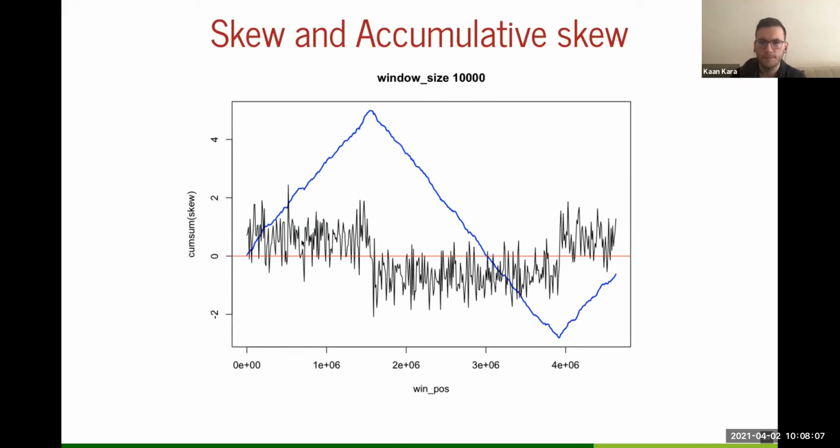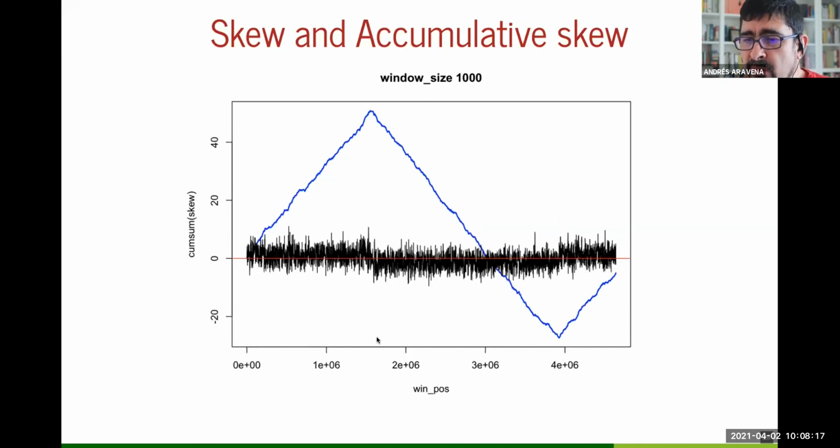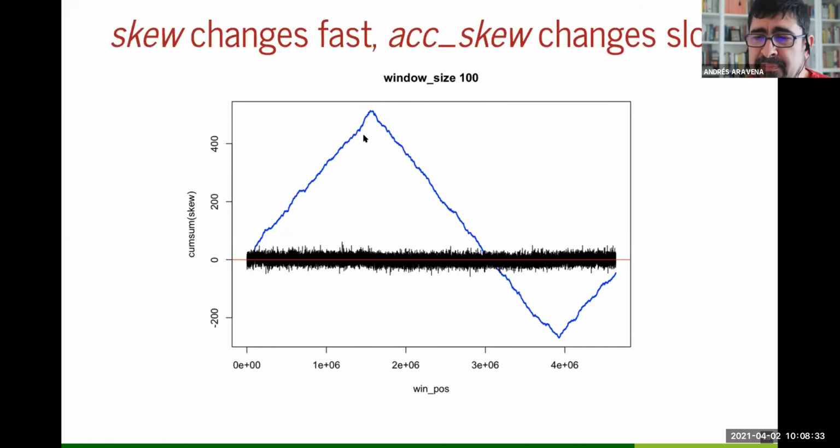Next one with 10,000. This is the plot that we showed a minute ago. You get this thing, cum_sum of skew. With 1,000, better precision, much more noisy. The original signal is much more noisy, but we still get the shape that we want, and the maximum is well defined. With 100, you can go to 1. You can go down to 1 nucleotide and find the position of the change.